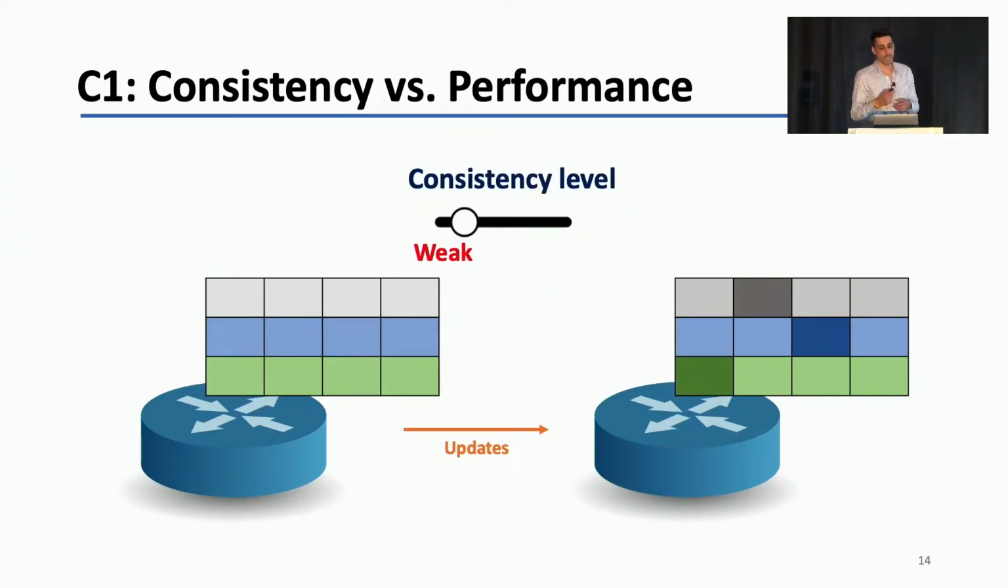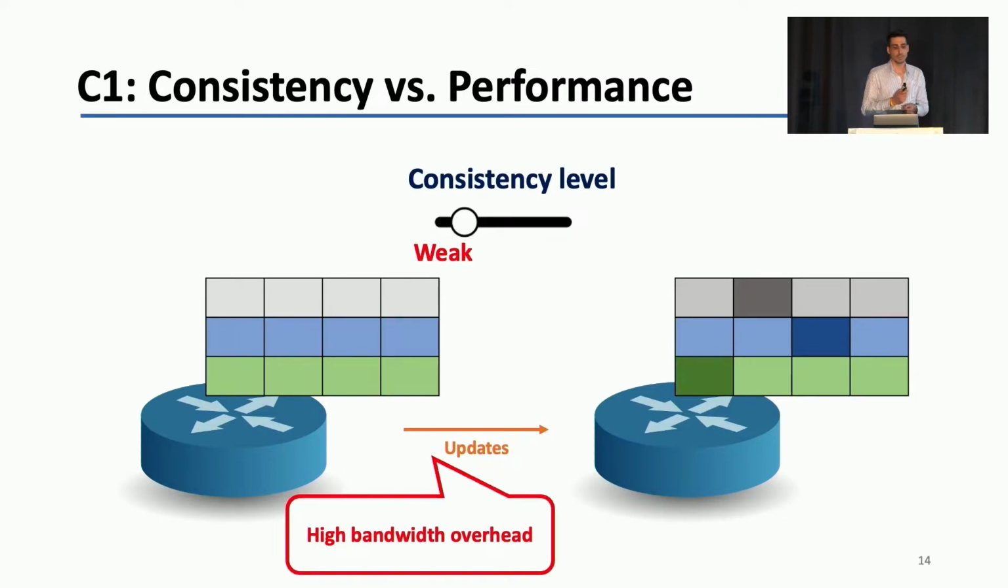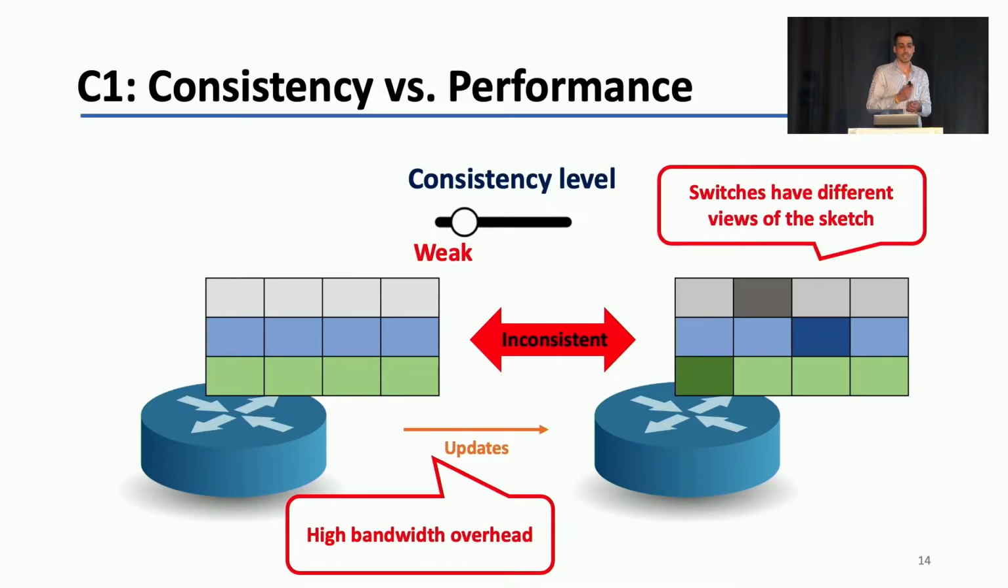We can take a look at one extreme, eventual consistency, and this can be implemented easily by simply broadcasting updates upon state changes. While it's easy to implement, it has two major limitations. The first one is that it has a high bandwidth overhead because we eagerly send out updates. And the second limitation is that due to packet drops and reordering in the network, sketches can be quite different at each replica for long periods of time, and then the switches won't make similar decisions.